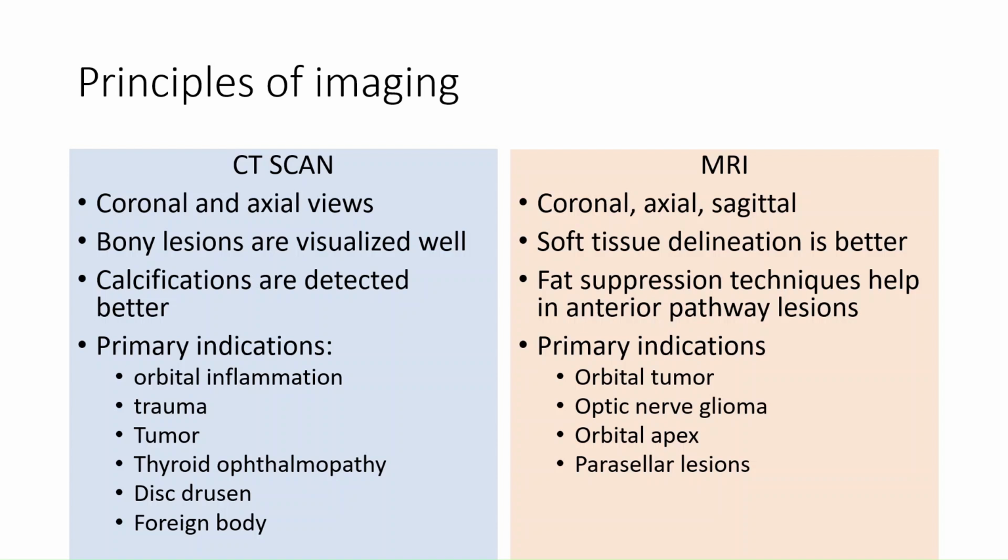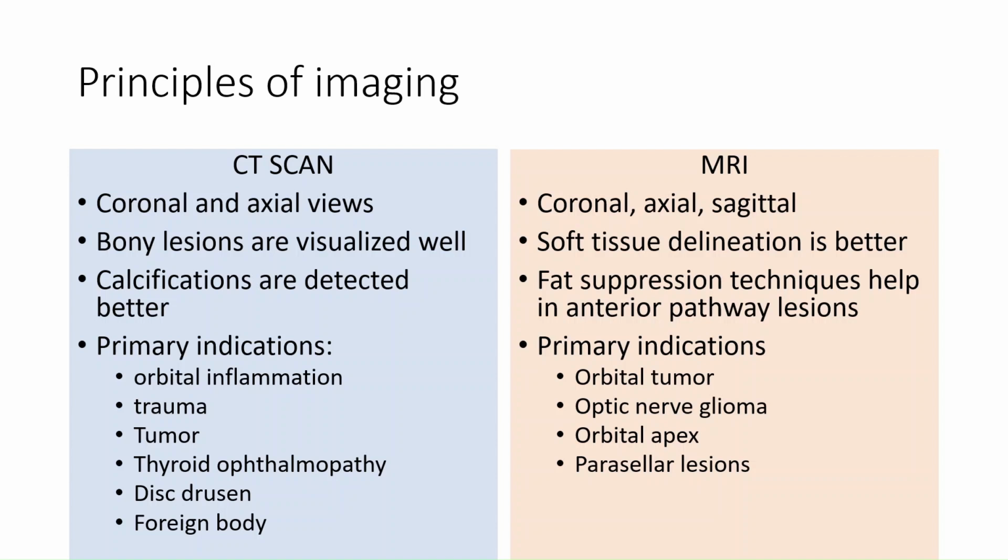What about MRI? MRI is mainly based on magnetic resonance imaging. It's better to understand soft tissues. So here you get three views: coronal, axial and sagittal. Some techniques which help in better delineation are fat separation techniques, especially helpful in understanding the optic nerve diseases because it's surrounded by orbital fat. In these techniques the orbital fat signals are reduced and the lesions are better understood.